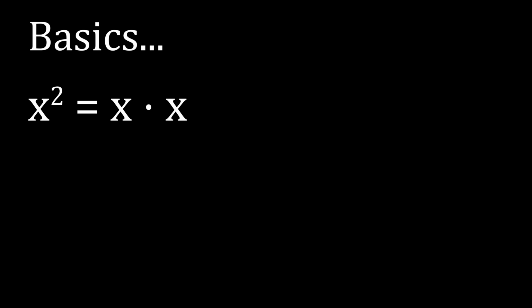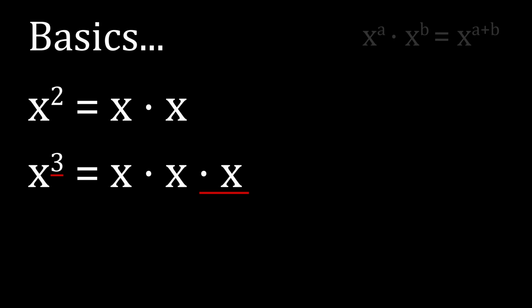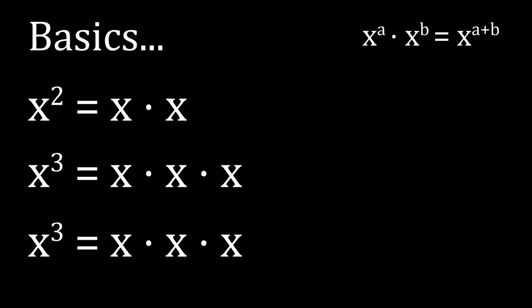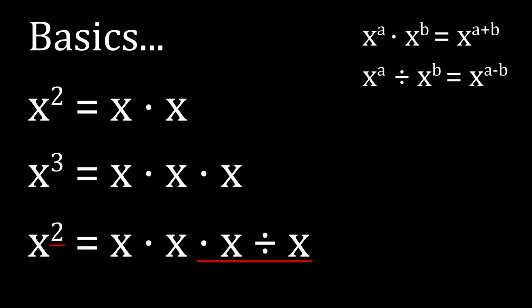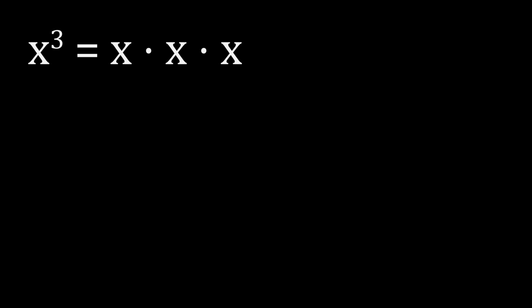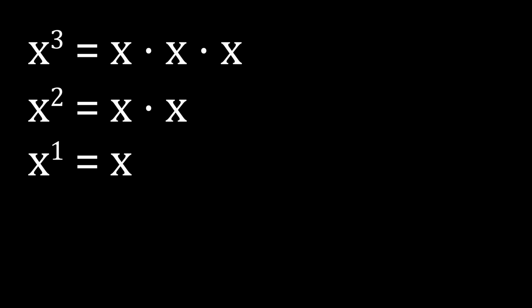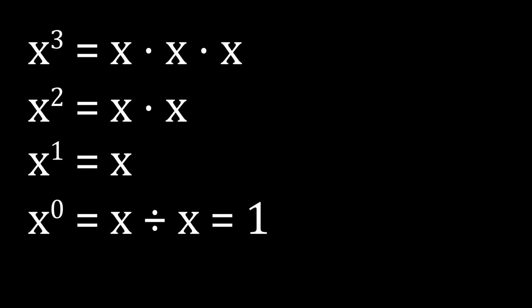X squared is x times x. X cubed is x times x times x. Multiplying by another x increases the powers, while doing the opposite, dividing, will move you down the powers. X cubed divided by x goes to x squared, divided by x gives you x, and then eventually gives you x to the power of 0 equaling 1.